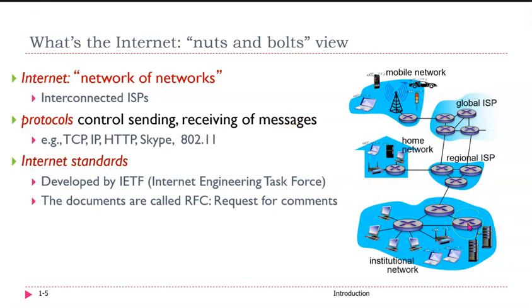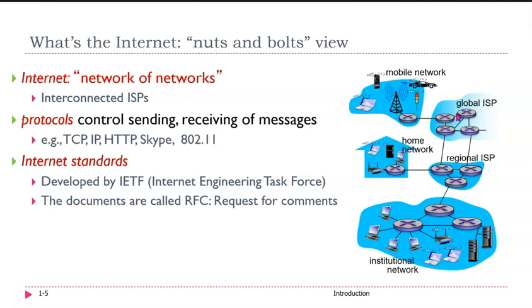If you notice, these ISPs also have to be interconnected with each other. For example, the home network ISP is connected through a national or regional ISP, and through the international or global ISP. The institutional network is also connected to a regional ISP. An upper tier or global ISP consists of many high-speed routers interconnected with fiber optic communication links.